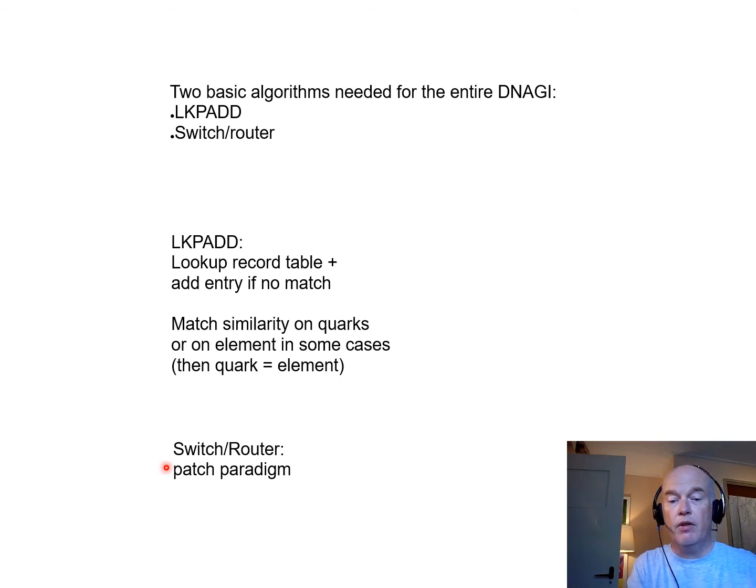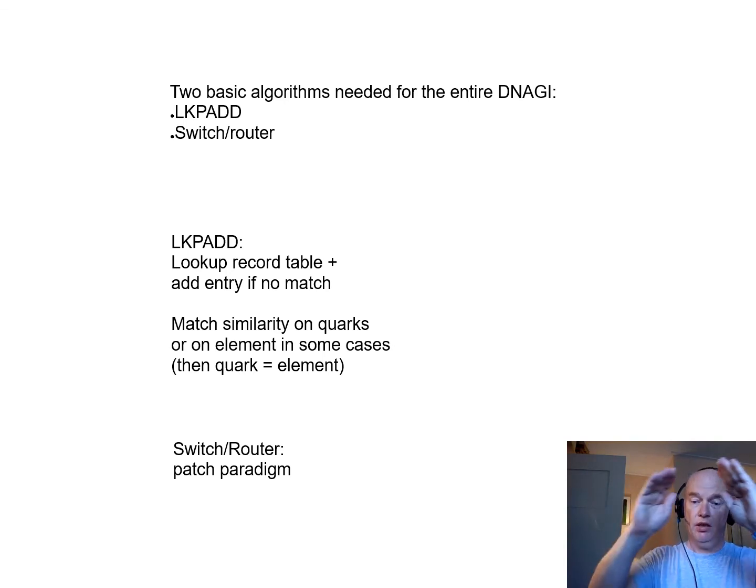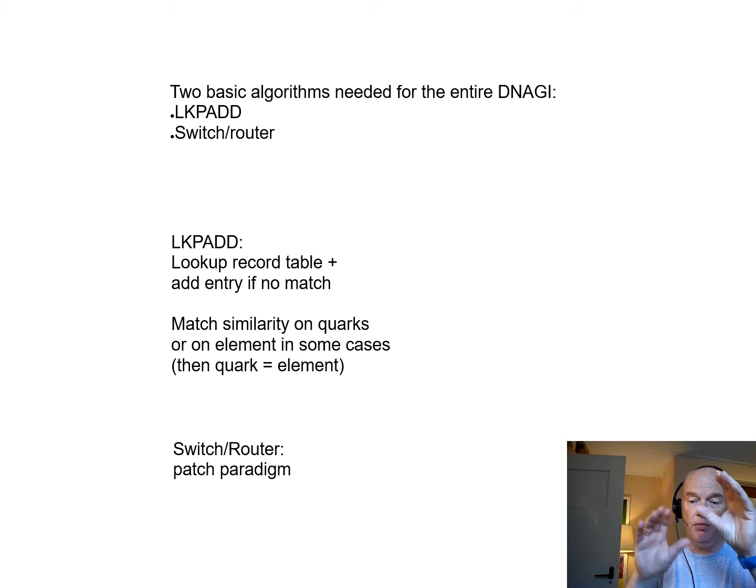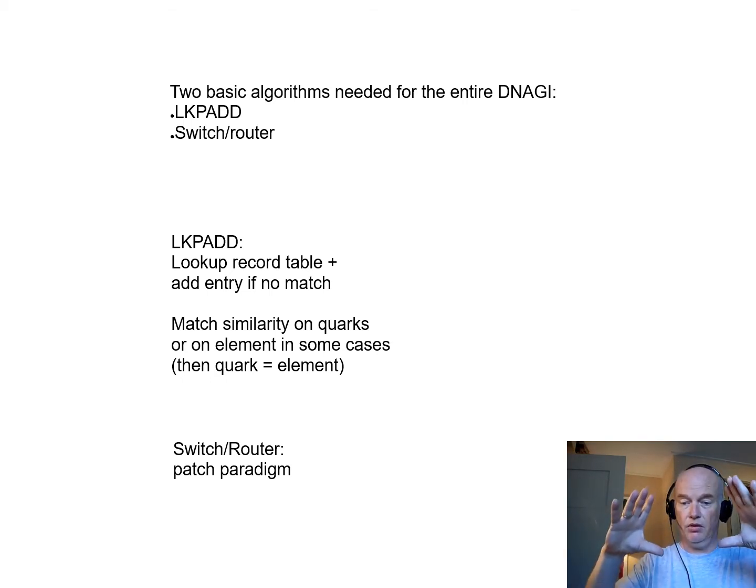The second algorithm is based on the patch paradigm, which is that the total AGI has a certain amount of knowledge, and this can be divided up in patches. Each patch stands for a smaller amount of information, and the total of these patches gives again the total knowledge of the AGI.